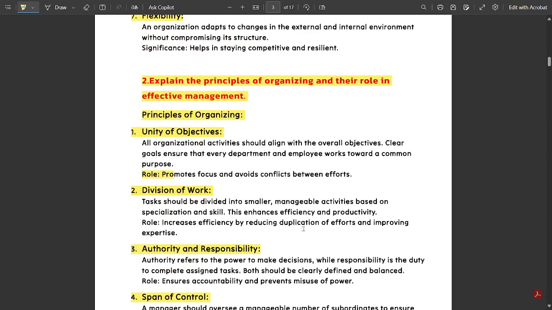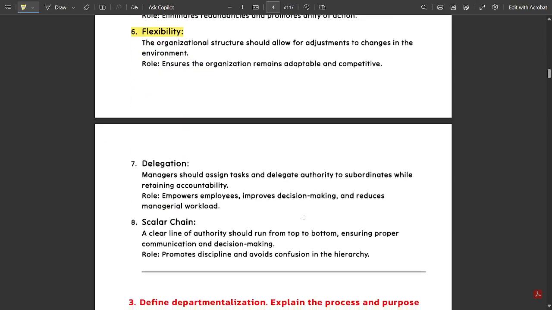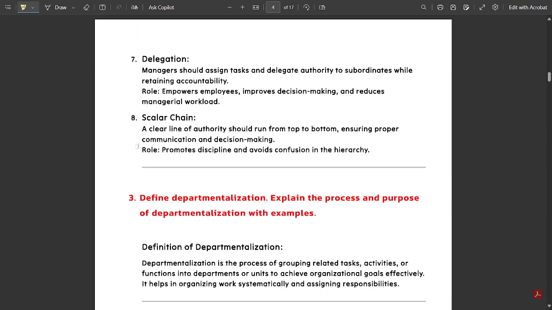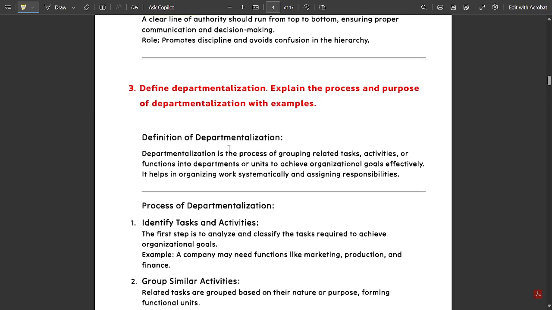Okay, so these are some of the principles of organizing. There are some more points. Actually, I have 8 points. Okay, if you want, you can refer to it. If you write 5 to 6 points, it is more than enough. Okay, you can see this explanation. One is delegation and one is scalar chain. So yeah, let's get to the next question now.